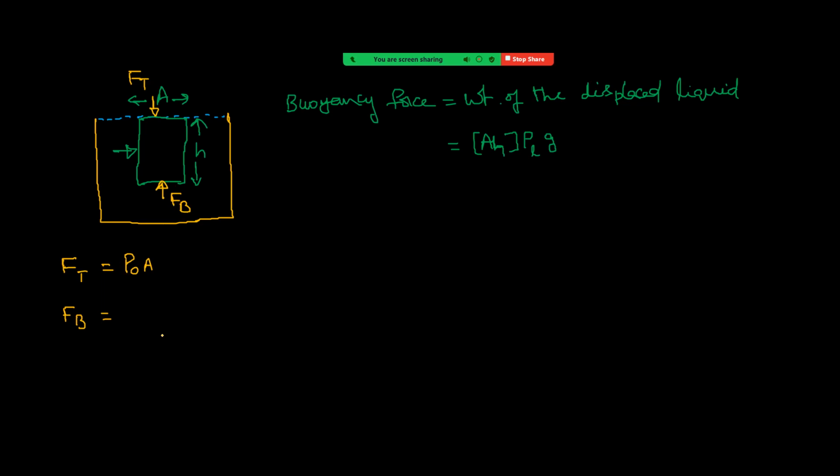See here, what is the pressure? Pressure at depth H is equal to P naught plus H rho G, or rho L, where rho L stands for density of liquid. This is the pressure at the bottom of the cylinder. That pressure into area gives us a force acting by liquid on the bottom of the cylinder.